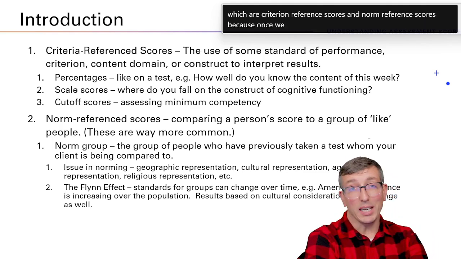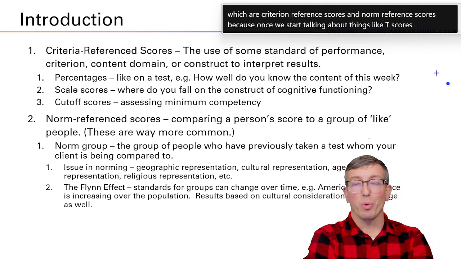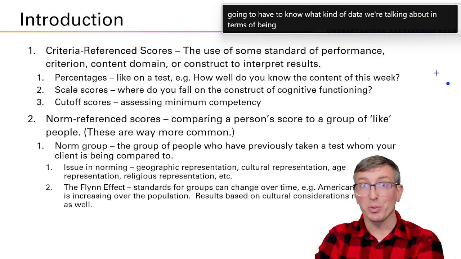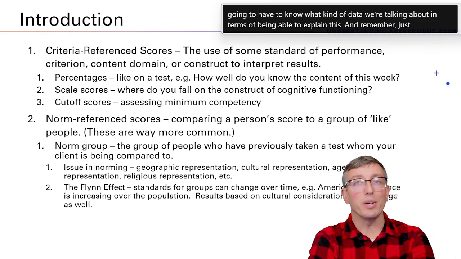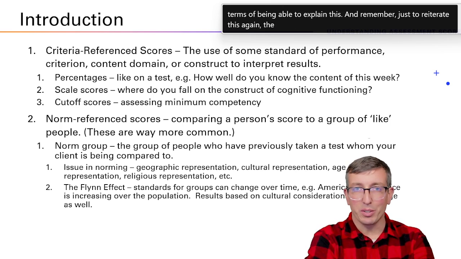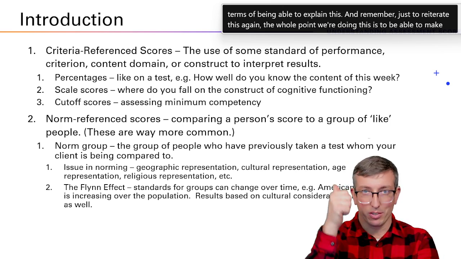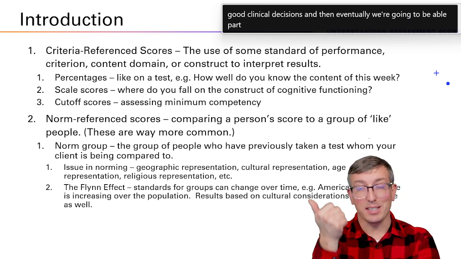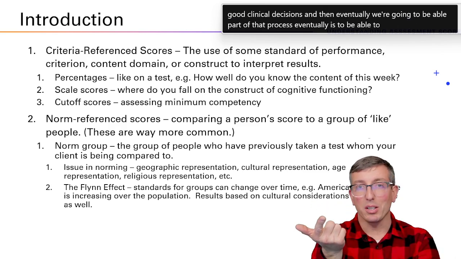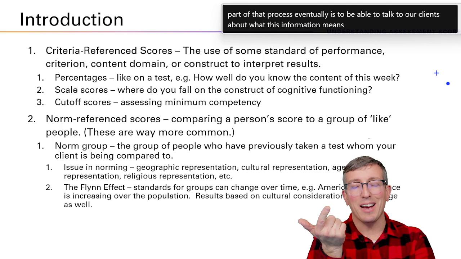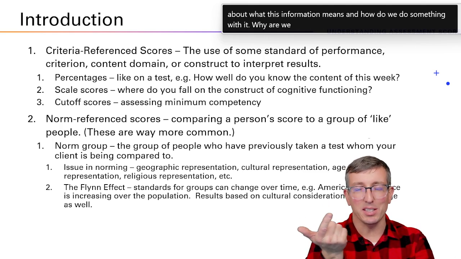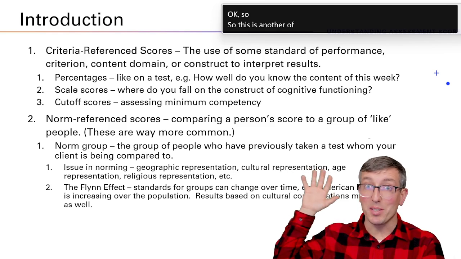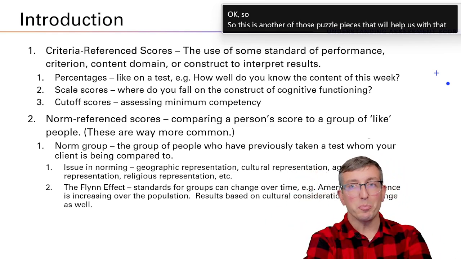Once we start talking about things like t-scores, we're going to have to know what kind of data we're talking about in terms of being able to explain this. And remember, the whole point of doing this is to be able to make good clinical decisions. Part of that process is to be able to talk to our clients about what this information means and how we do something with it. Why are we making the decisions we're making? So this is another of those puzzle pieces that will help us with that.